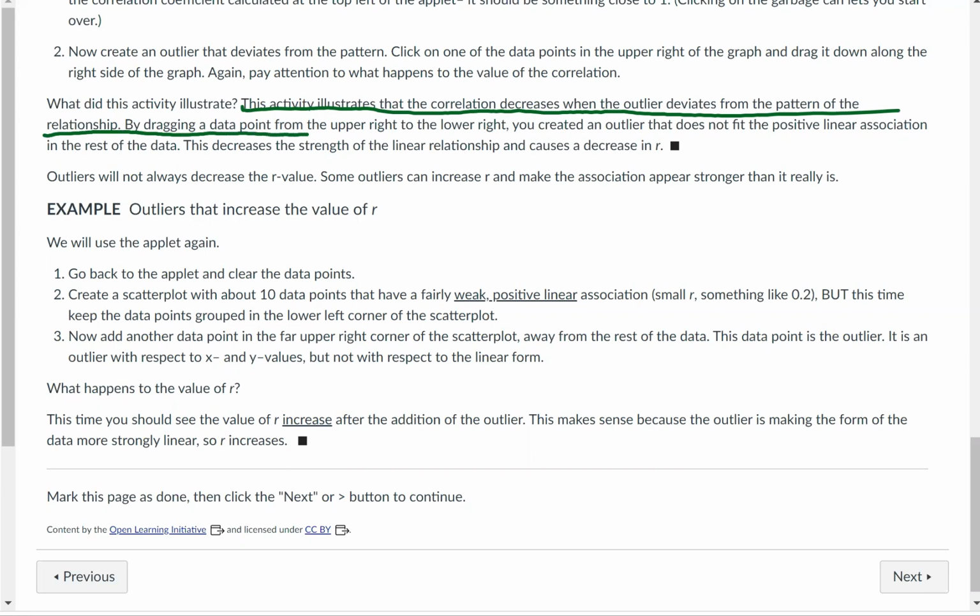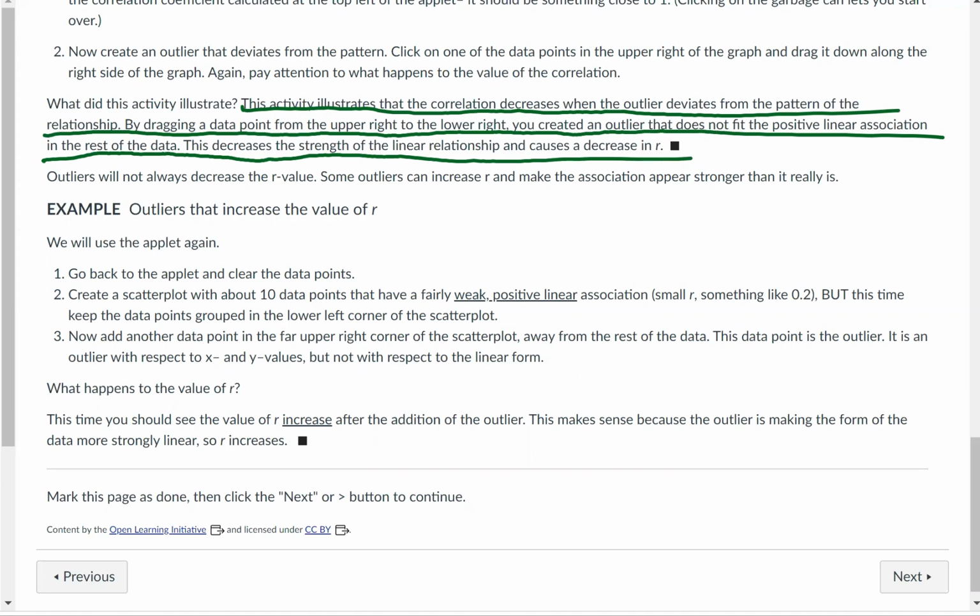By dragging a data point from the upper right to the lower right, you created an outlier that does not fit the positive linear association in the rest of the data. This decreases the strength of the linear relationship and causes a decrease in r. Outliers will not always decrease the r value. Some outliers can increase r and make the association appear stronger than it really is.